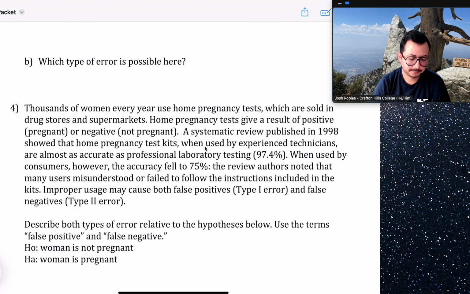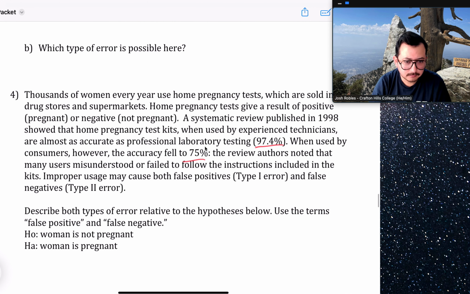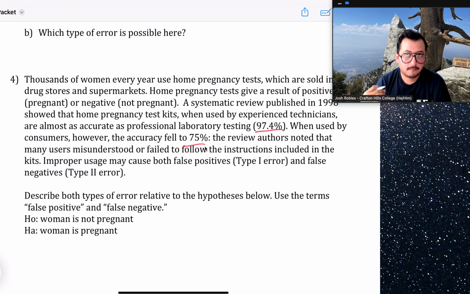So, pregnancy test. There's what the test says and what the true answer is at that point. So, home pregnancy test gives a result of positive as pregnant or negative as not pregnant. Apparently, in a lab setting, home tests, and this is a long time ago now, are 97% accurate, 75% when used at home. We're not going to do probability in this. We're just going to study the idea of an error. Okay, so false positive and false negative means that there was an error.